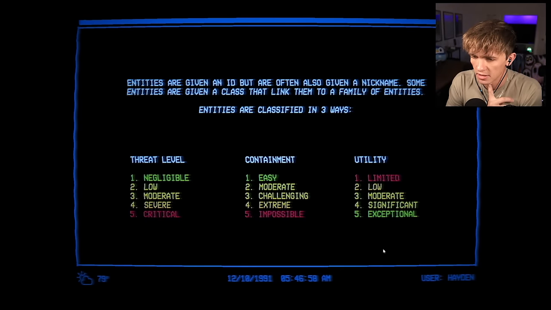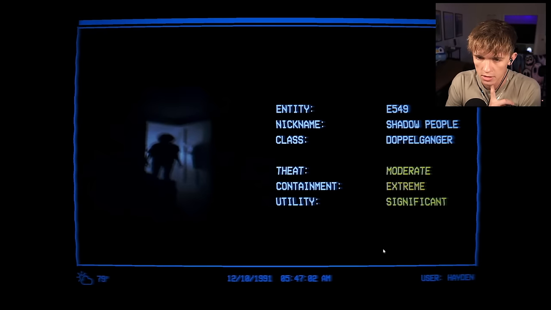Oh, it's like levels. SCP. That's what they do for SCP. Kind of similar-ish. Entity E-549. Nickname, Shadow People. Class, Doppelganger. Threat, Moderate. Containment, Extreme. Utility, Significant.